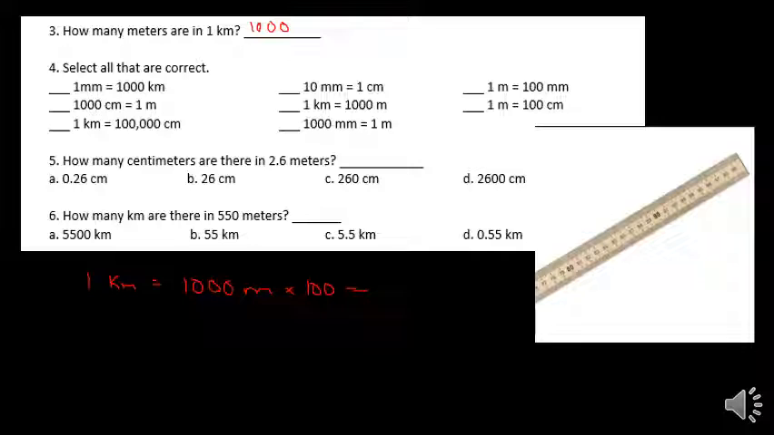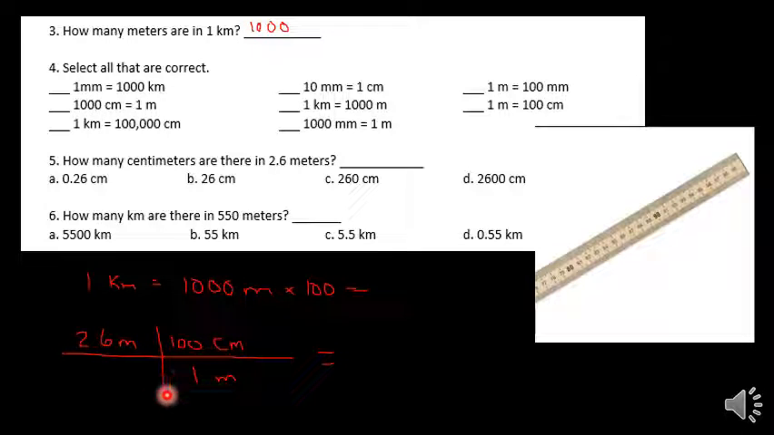Here's a neat way you can do the conversions as well. If you had 2.6 meters and wanted to convert it to centimeters, I like to draw these grid lines and put on the bottom what you're trying to get rid of. I'm trying to get rid of meters and get to centimeters, so I'll put the centimeters on the top. Then you do the unit conversion where 1 meter equals 100 centimeters. And then you just solve. Everything on the top you multiply, everything on the bottom you divide by. So 2.6 times 100 would be 260 centimeters.